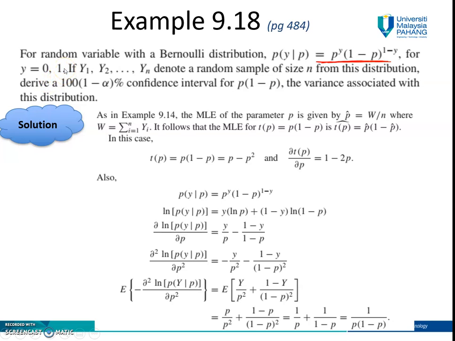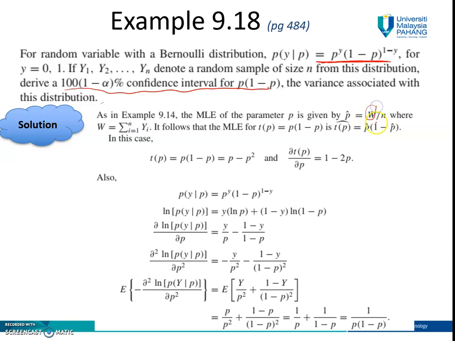Okay, because it is Bernoulli, you have 0, 1 only. So if Y1, Y2, ..., Yn denote a random sample of n from this distribution, derive a confidence interval for this one, and the variance associated with this distribution. From example 9.14, you know that the MLE for the parameter p is given by this one: p hat equals W over n.